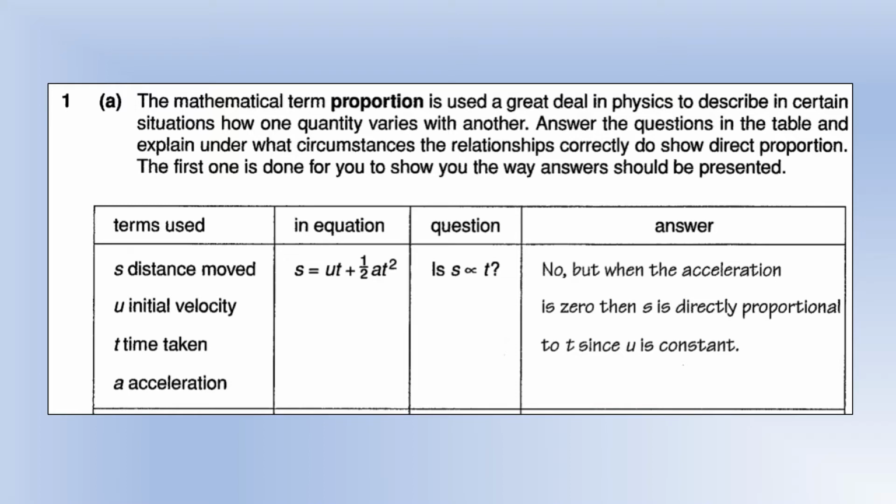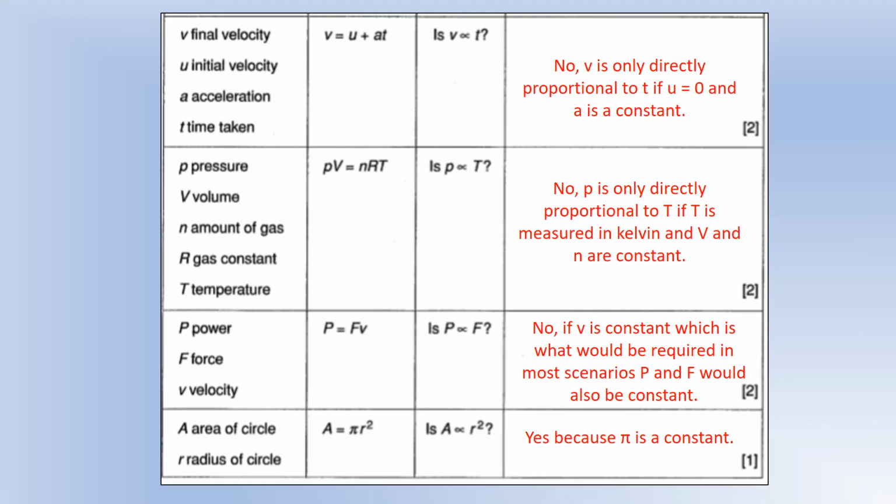So we've got the equation S equals ut plus half at squared, and the question is, is S directly proportional to t? Your instinctive reaction should be no, because there's a t squared in the equation to start with. But it could be a directly proportional relationship, but only on the condition where acceleration was 0, so the half at squared term disappears, and u would be constant in the scenario you were looking at, and then S would be directly proportional to t. Okay, so let's have a look at a few more.